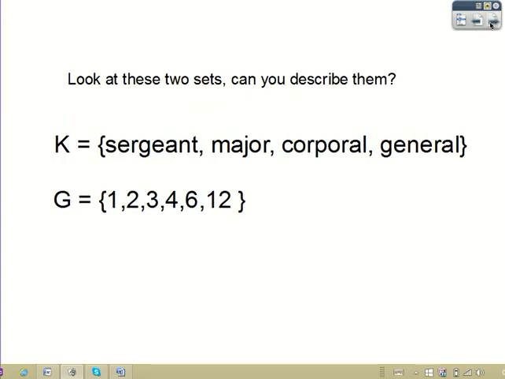Look at these two sets. Can you describe them? Pause the video for a moment and describe them. I'm sure you got it. Set K is a set containing the names of people in the armed forces, in the army. Sergeant, major, corporal, general. These are all people found in the army. And set G, what have we got there? We have the factors of the number 12. I'm sure you got that.